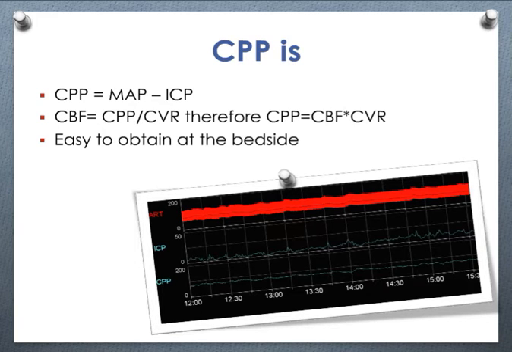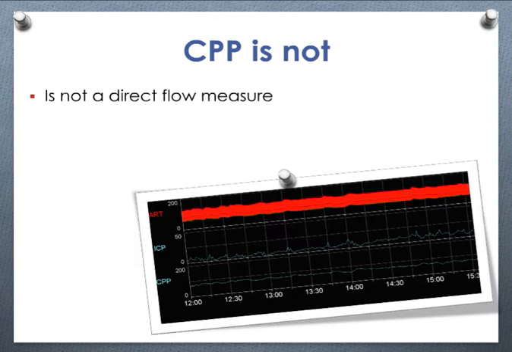It's very easy. But CPP is not flow, because the flow is the relationship between the driving pressure, CPP, and the vascular resistance. So it's an indirect measure of the flow, but it's not flow, because CPP is the product of the flow and the resistance. And to be more clear, it's not a direct flow measure. We will see in a while why I say that, and I'll apply the concept at the bedside.